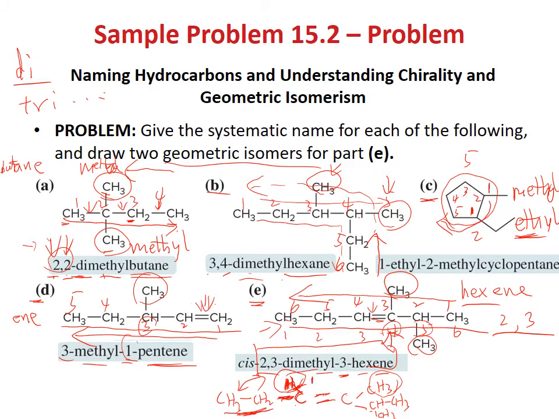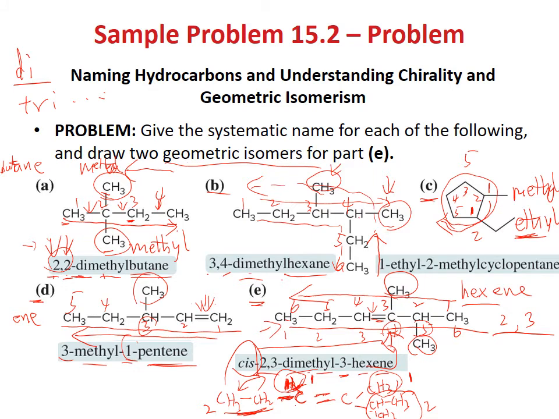So let's say hydrogen is small, 1, and ethyl, let's say 2. And on the right side, methyl is small, so let's give the smaller one 1, and this group is bigger, so let's say this is 2. So the smaller one on the left side and the smaller one on the right side are on the same side, and so that is cis. Cis means the two groups are on the same side. So if both smaller groups are on the same side, it is called cis.